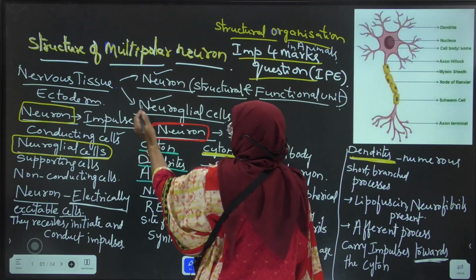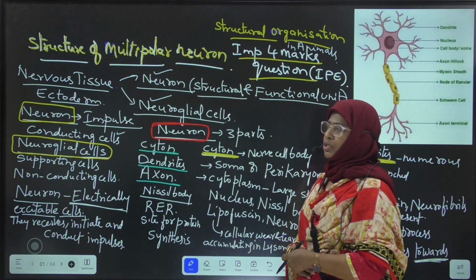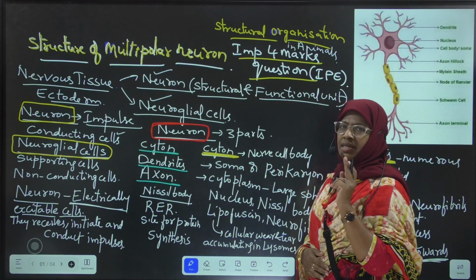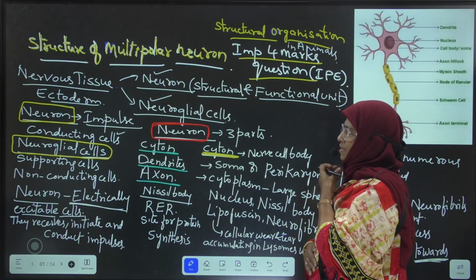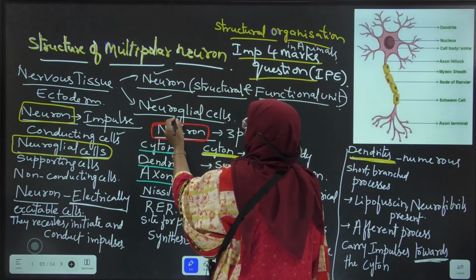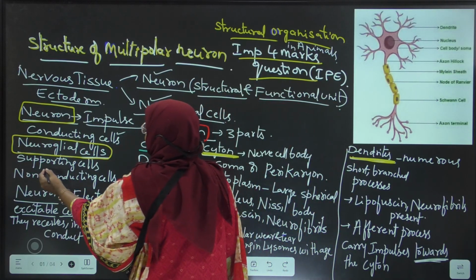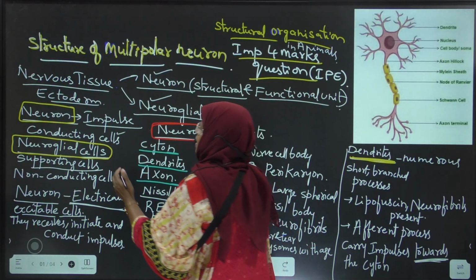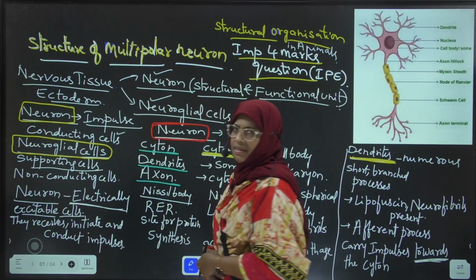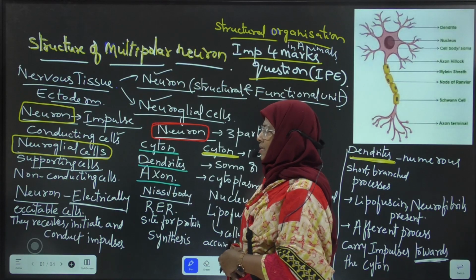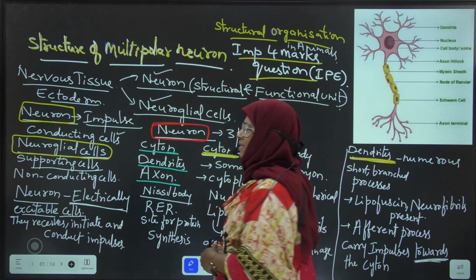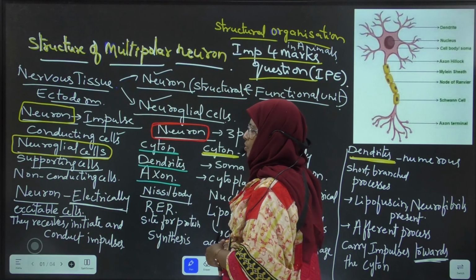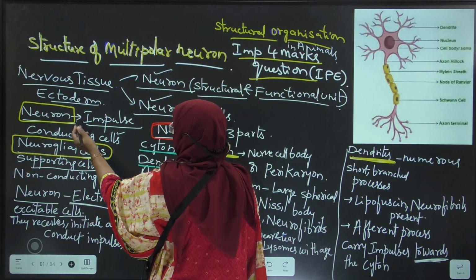Next, the second type of cells of the nervous tissue are called neuroglial cells. Neuroglial cells are the supporting cells of the nervous tissue, and these are non-impulse conducting cells. They do not conduct impulses. Impulse conducting cells of the nervous tissue are neurons.